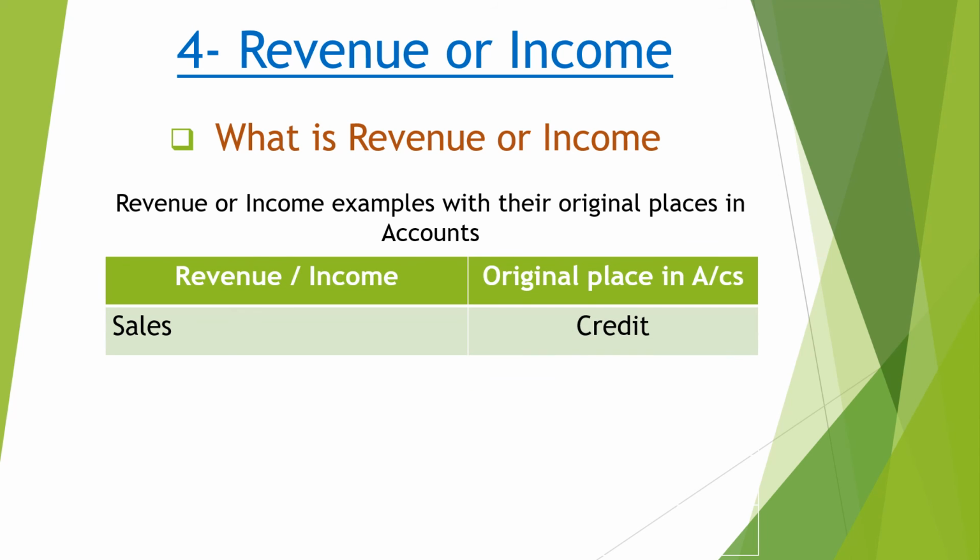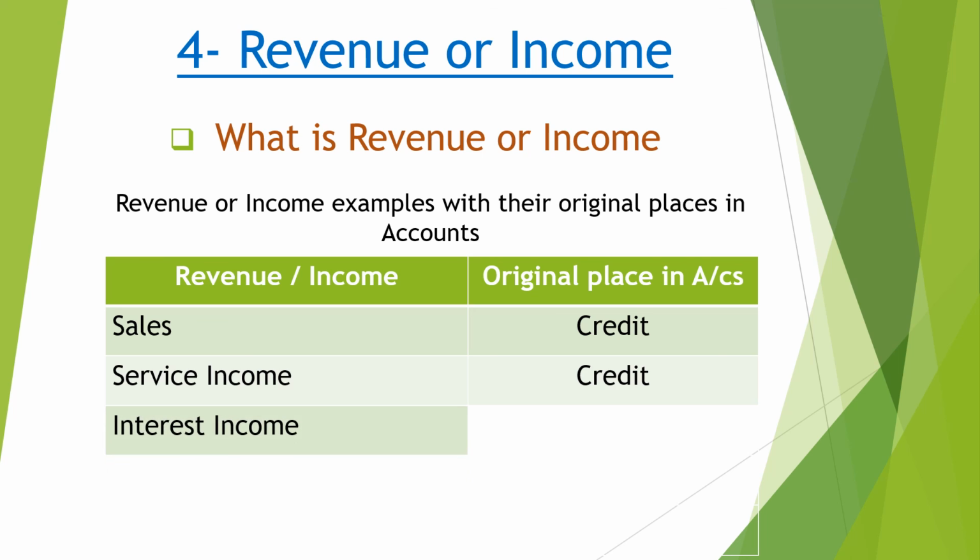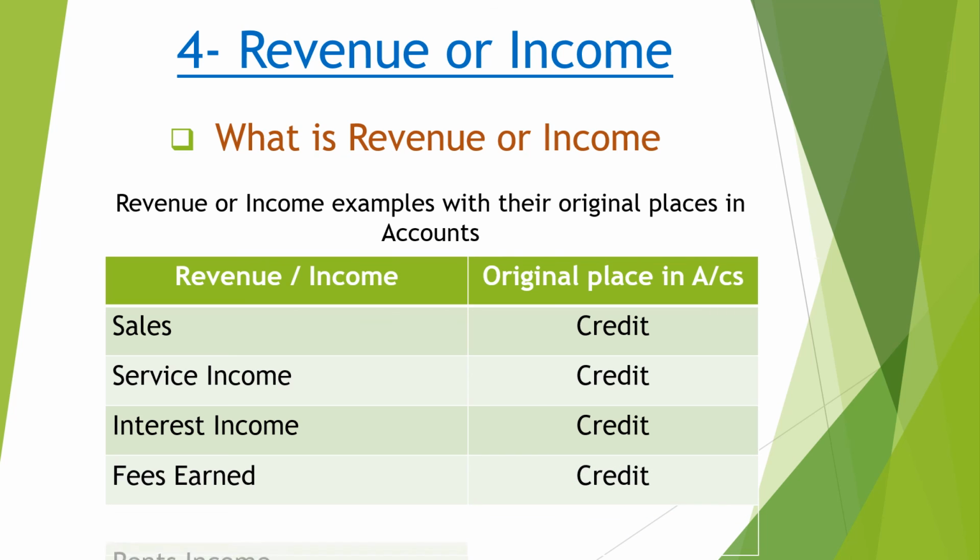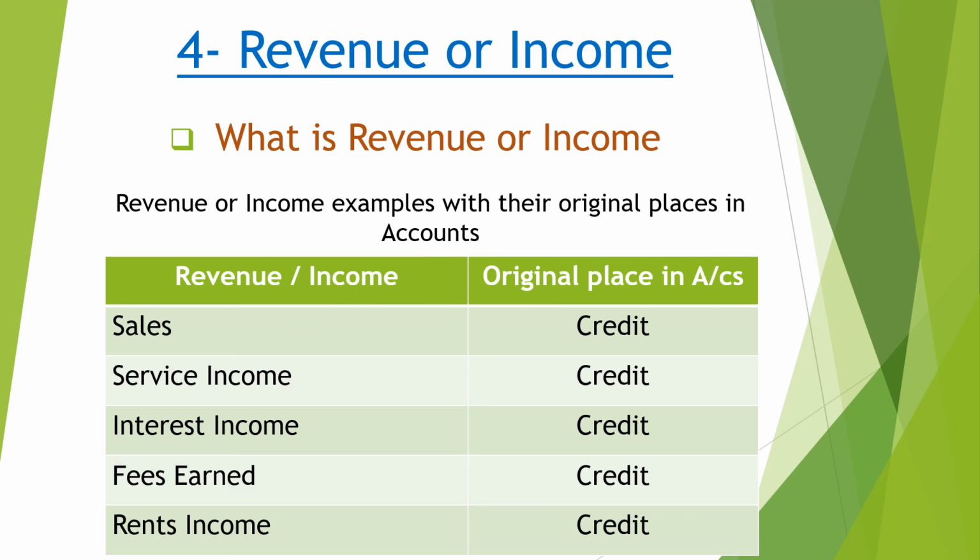Sales, credit. The original place is credit. Service income, same, credit. Interest income, credit. Fees earned, credit. The same way, rents income, credit.